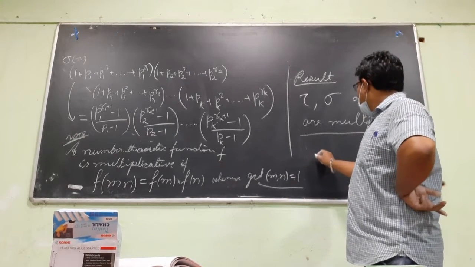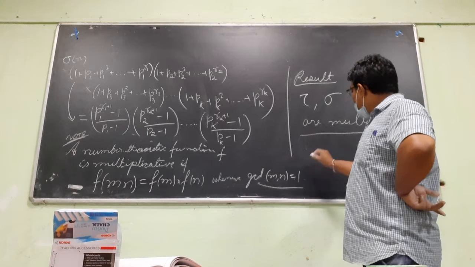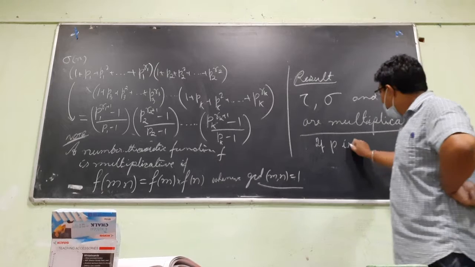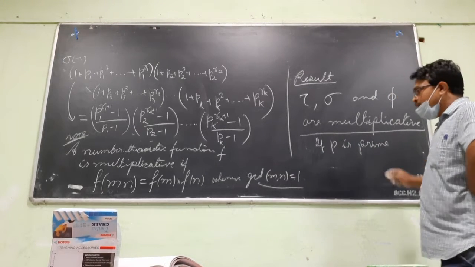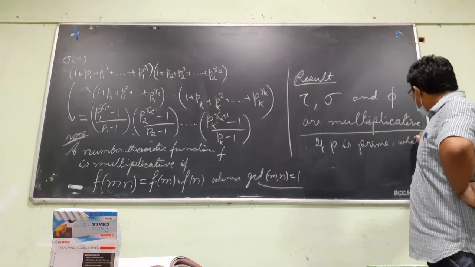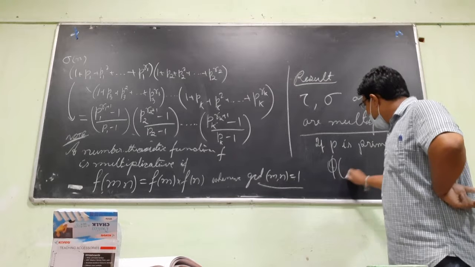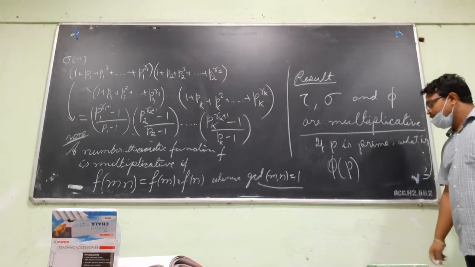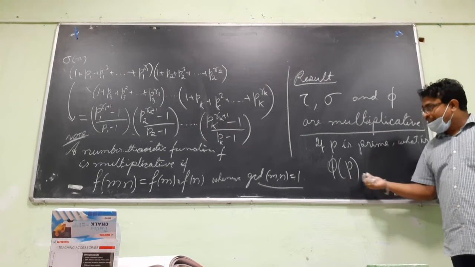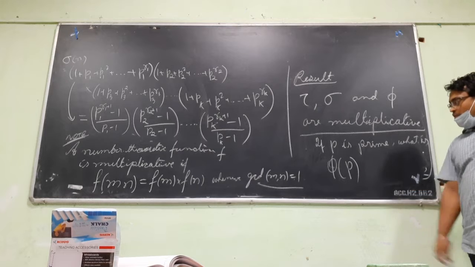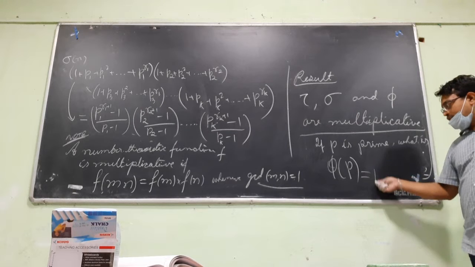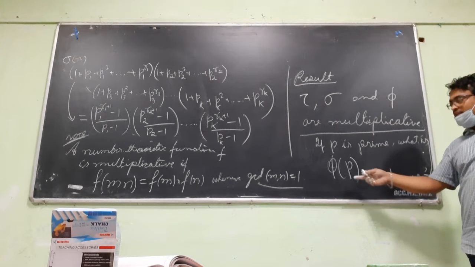So if you have this, can you tell me, if P is prime, then what is phi of P? Phi of P means the number of positive integers less than or equal to P which are relatively prime to P. So what will be phi of P if P is a prime number? Exactly P minus 1, because every number less than P is relatively prime to P.